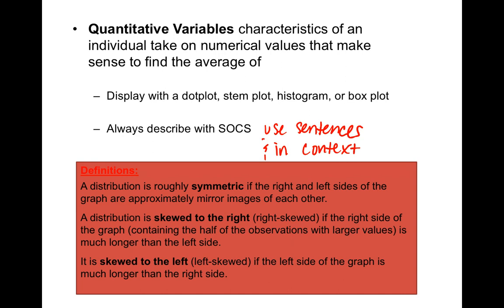And then as far as your shape goes, remember when you're describing particularly symmetry, use those LY words, so roughly symmetric or approximately symmetric. We've got our skewed to the right and skewed to the left. Remember, you also had your bimodal distribution, which is where you had two peaks, or you had your uniform distribution, where everything's uniform or the same throughout.